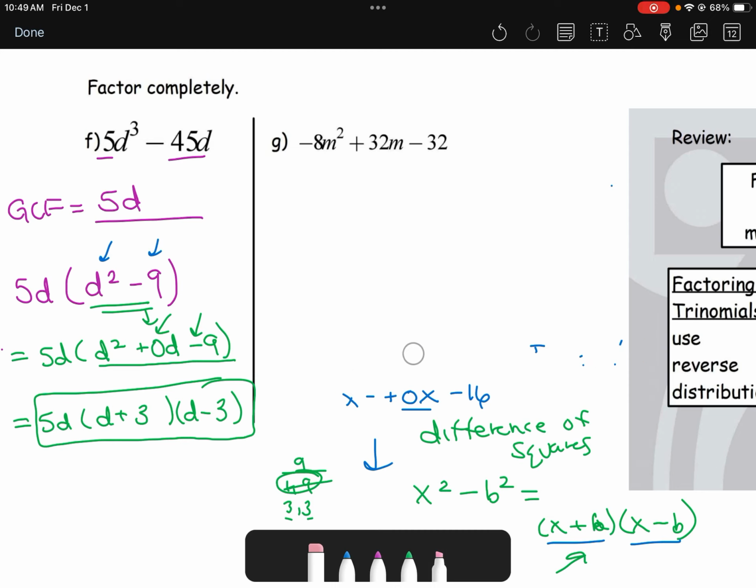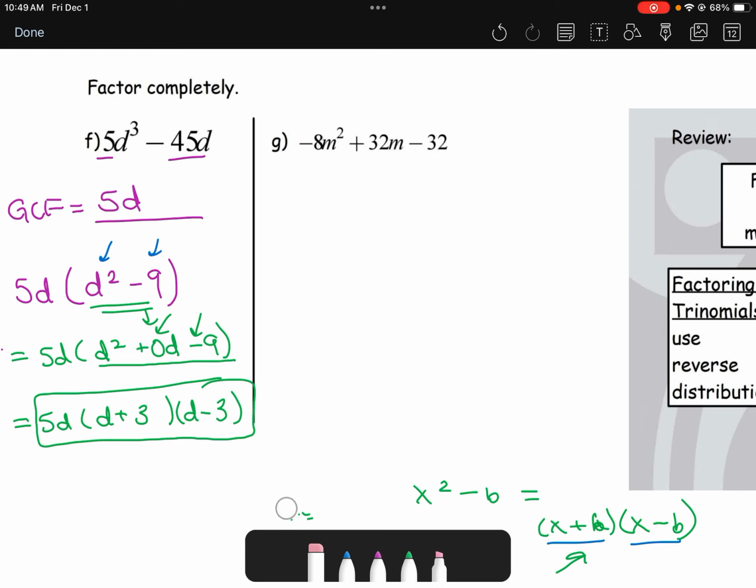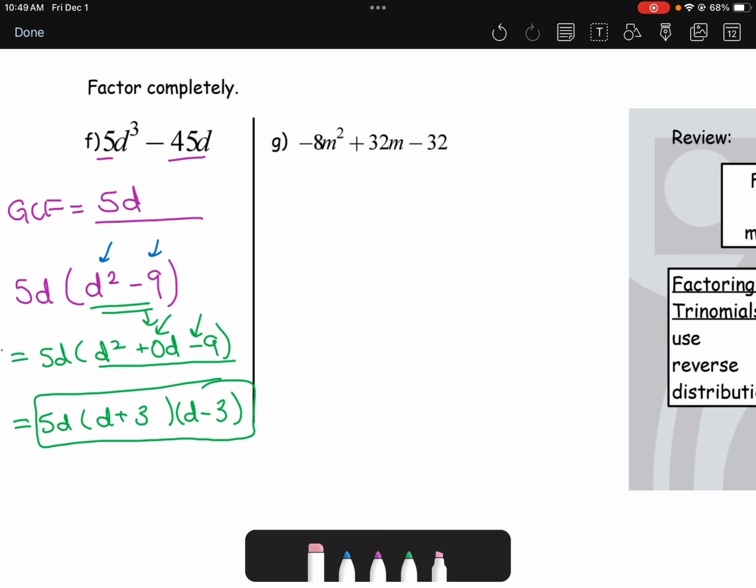Okay. And if you need a little bit more help on that, if you go to YouTube, or there actually is some stuff in our folders as well in the book. If you go to difference of squares, you'll find a lot of stuff on that.